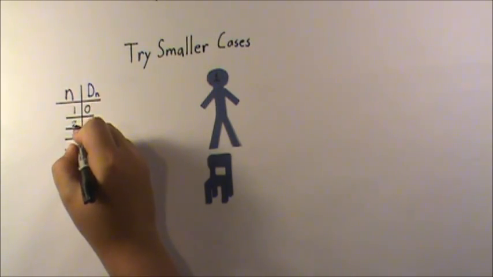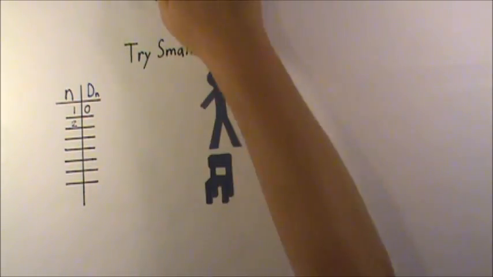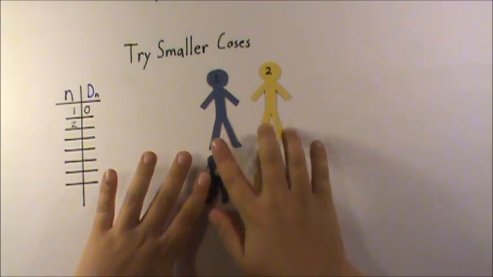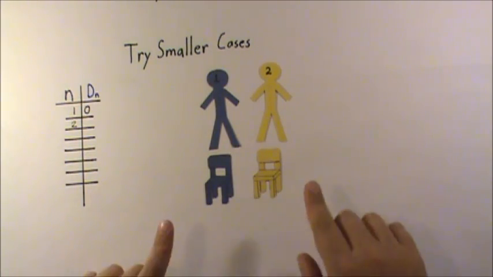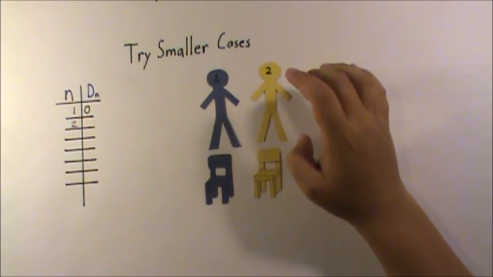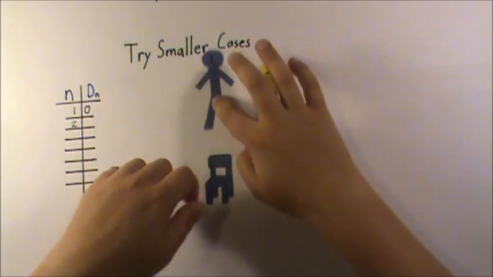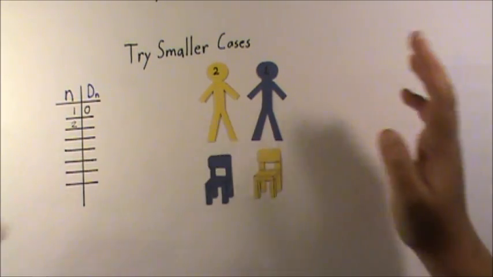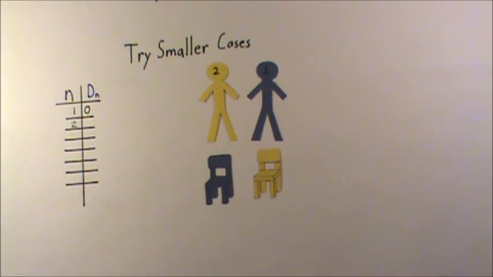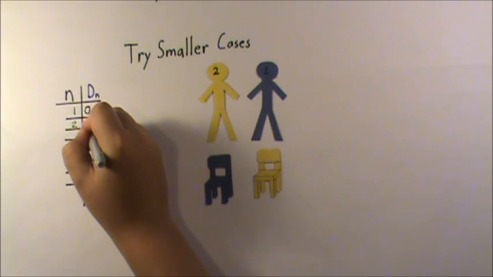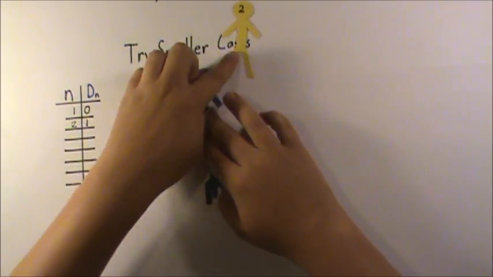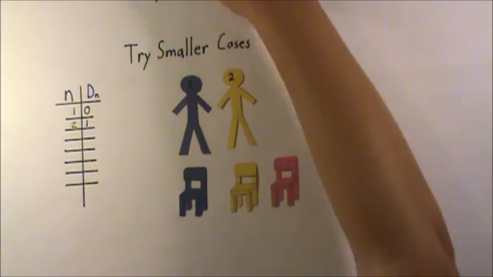Let's try 2. Of all the ways that we can arrange this, how many don't have anyone in the same position where they started? I think it's pretty straightforward. We've got this guy here, this guy here. Is there any other way? No. So D2 is 1. There's one way, there's one derangement of 2 objects. Next we'll try 3.